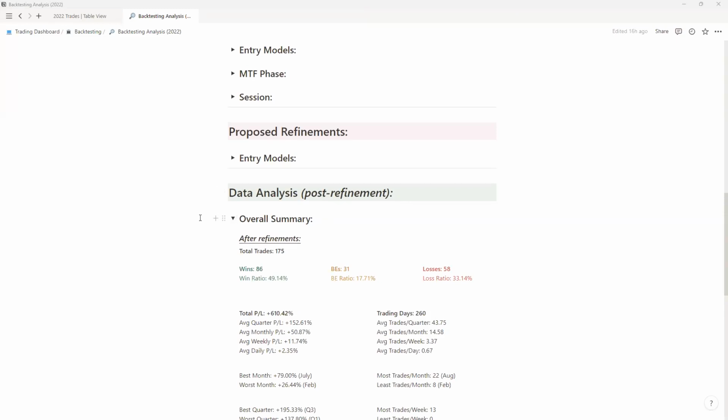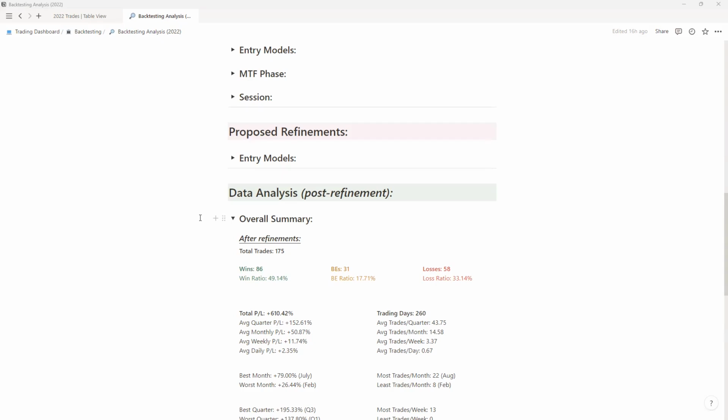So there are two ways that you can gather your post-refinement data. The first way, which is always going to be the better way, is to redo your back testing, this time with your proposed refinements, your new checklist or trading plan. And just redo the exact same dates that you had already done for your first run through of back testing.